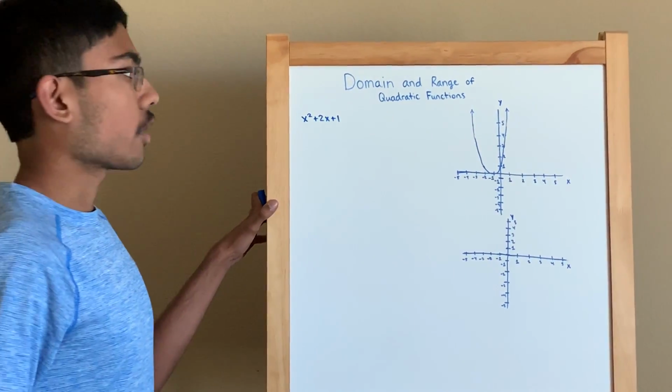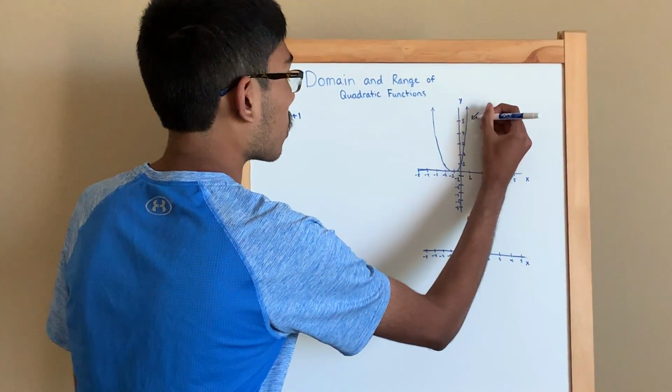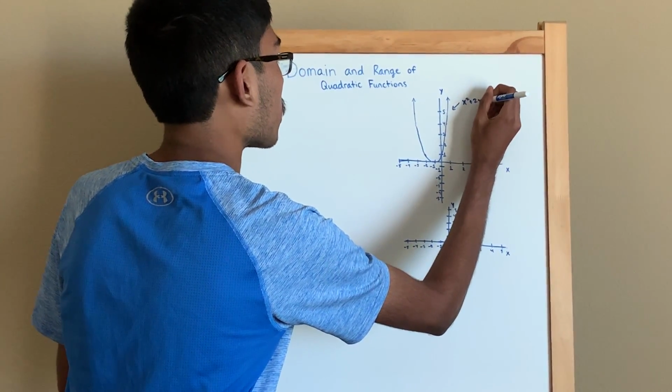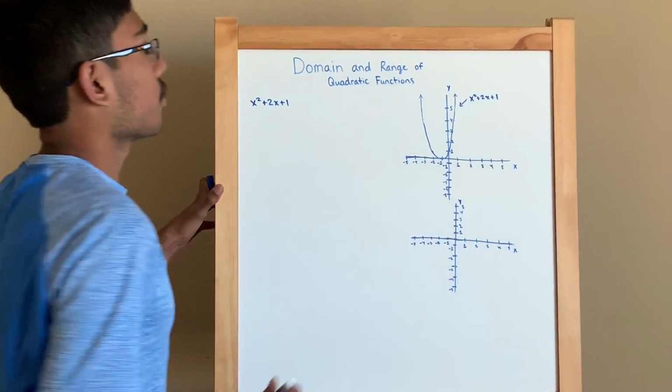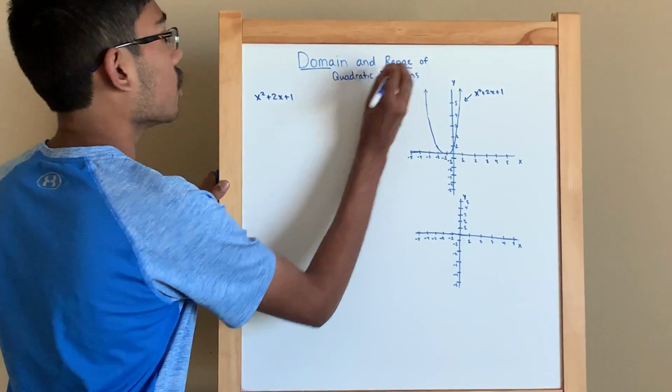First we always need a graph. As we have here, we already have a graph drawn. So this is x squared plus 2x plus 1. Now we're trying to solve the domain and the range of this function.